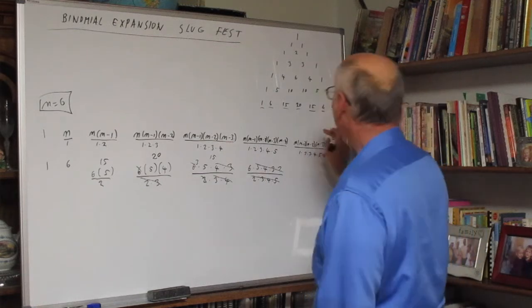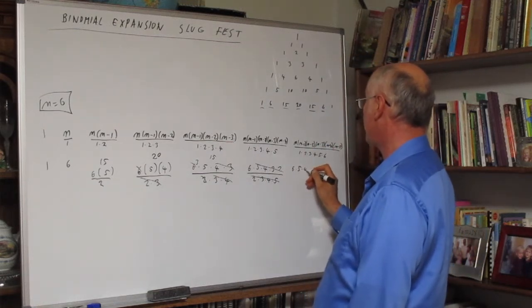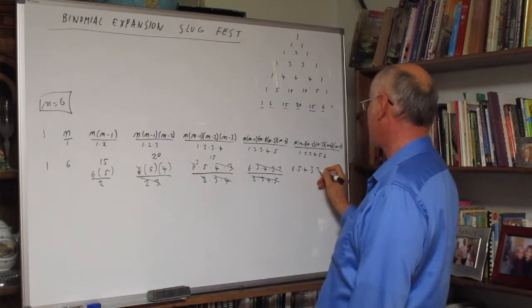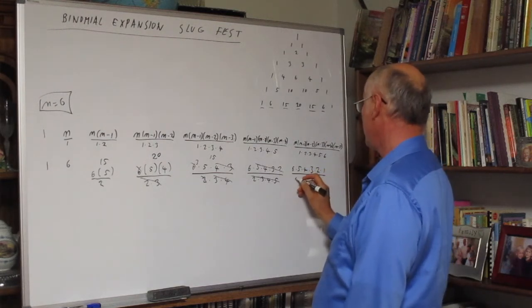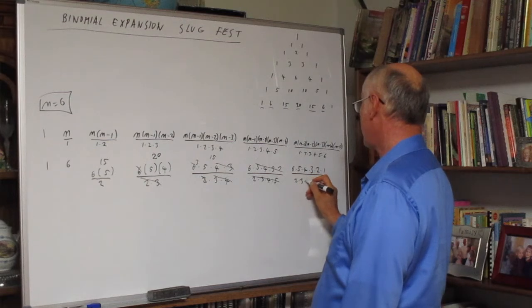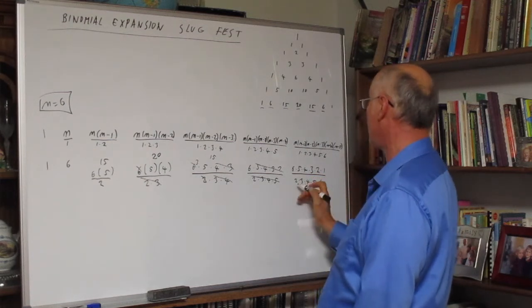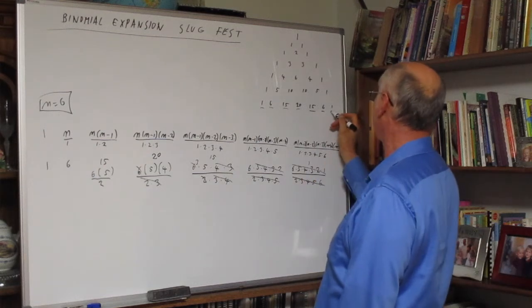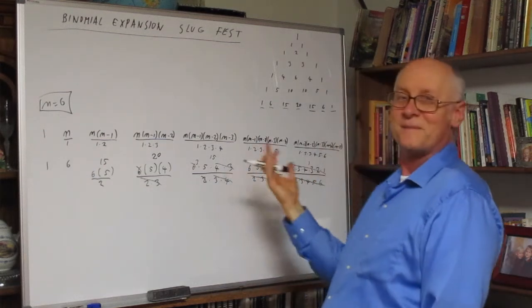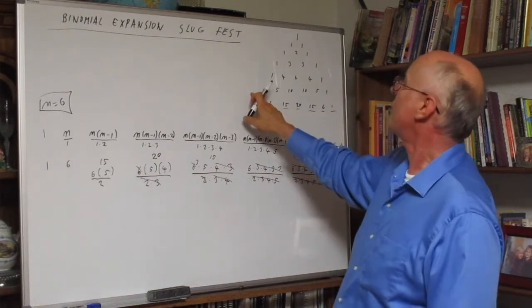And finally, 6 times 5 times 4 times 3 times 2 times 1 all over 2 times 3 times 4 times 5 times 6, which is 6 factorial. Well, that just completely cancels out. You get 1. And there we have it. Pretty simple, huh?